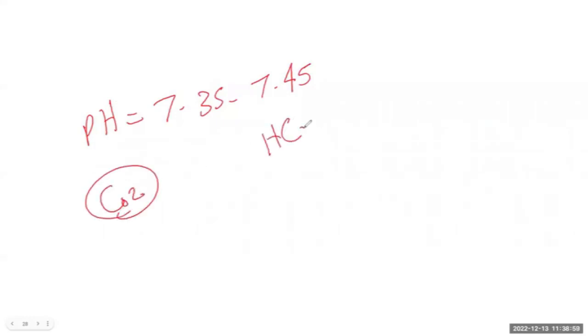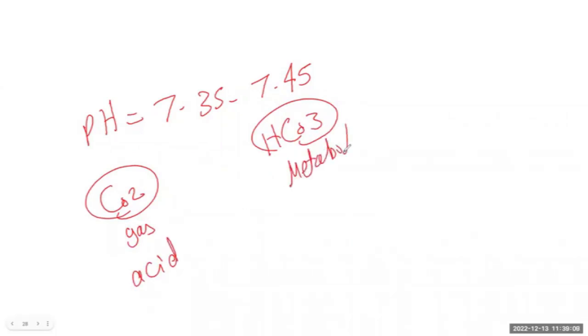What is the normal pH? 7.35 to 7.45. In pH problems, we will be talking mainly about carbon dioxide and bicarb. Carbon dioxide is a gas. At the same time, it's an acid. Bicarb is a metabolic product. At the same time, it's alkaline.